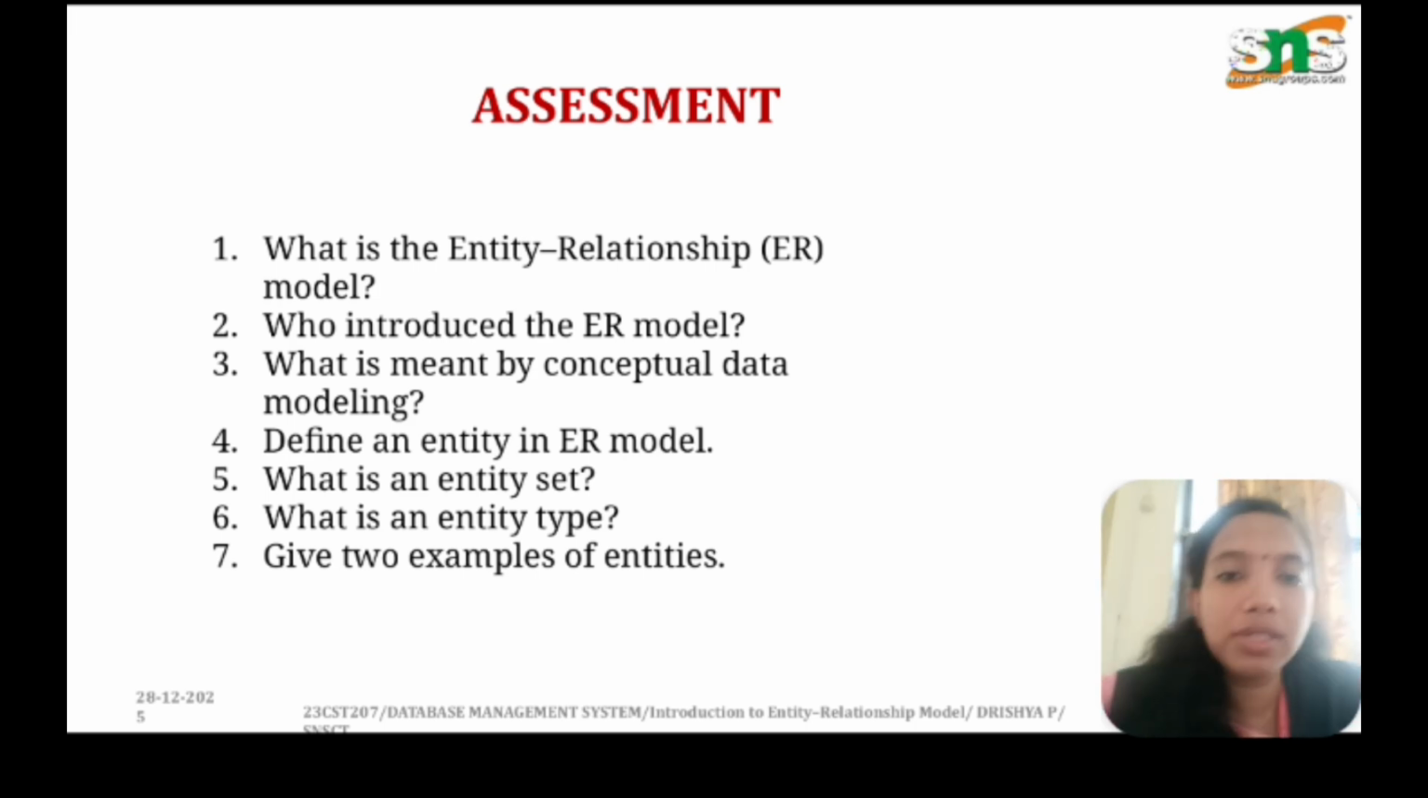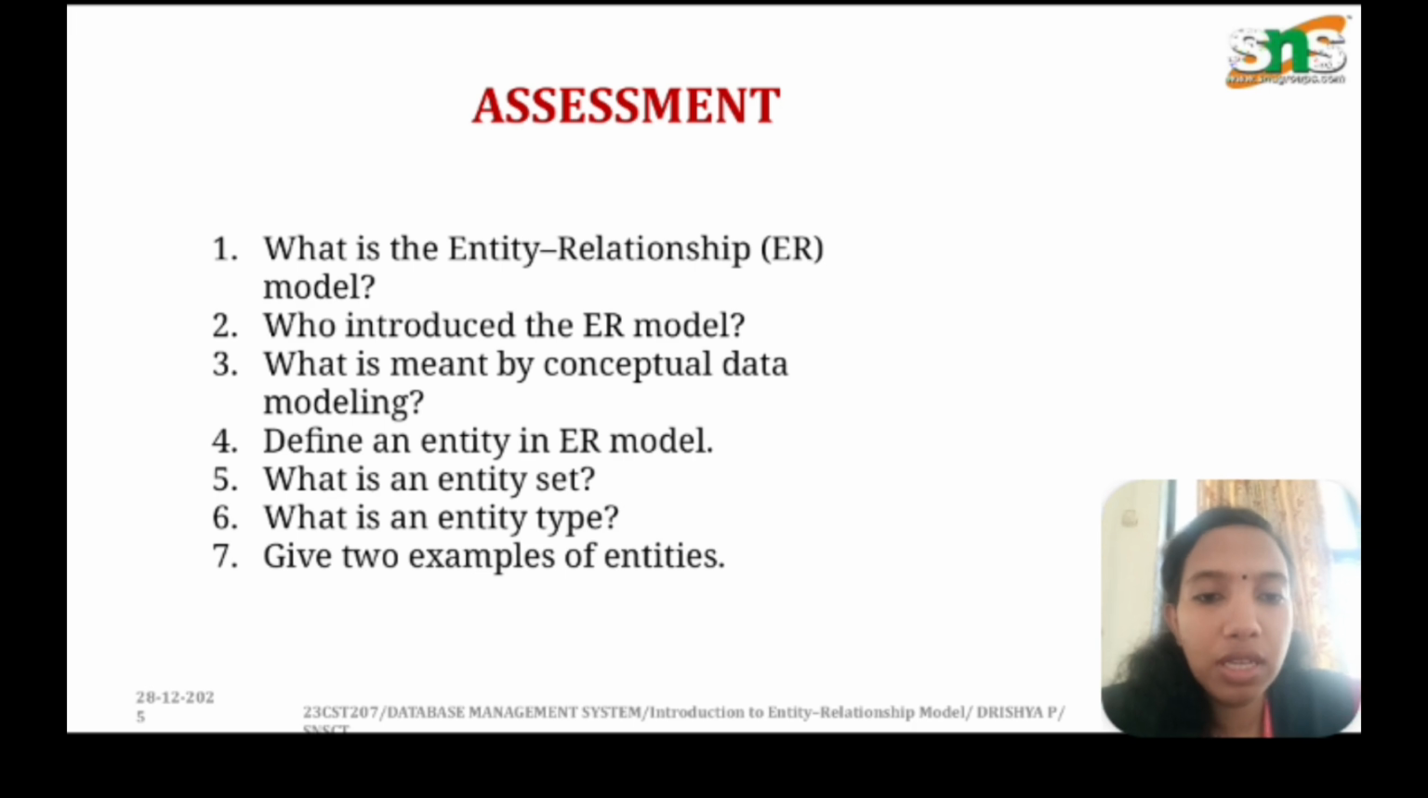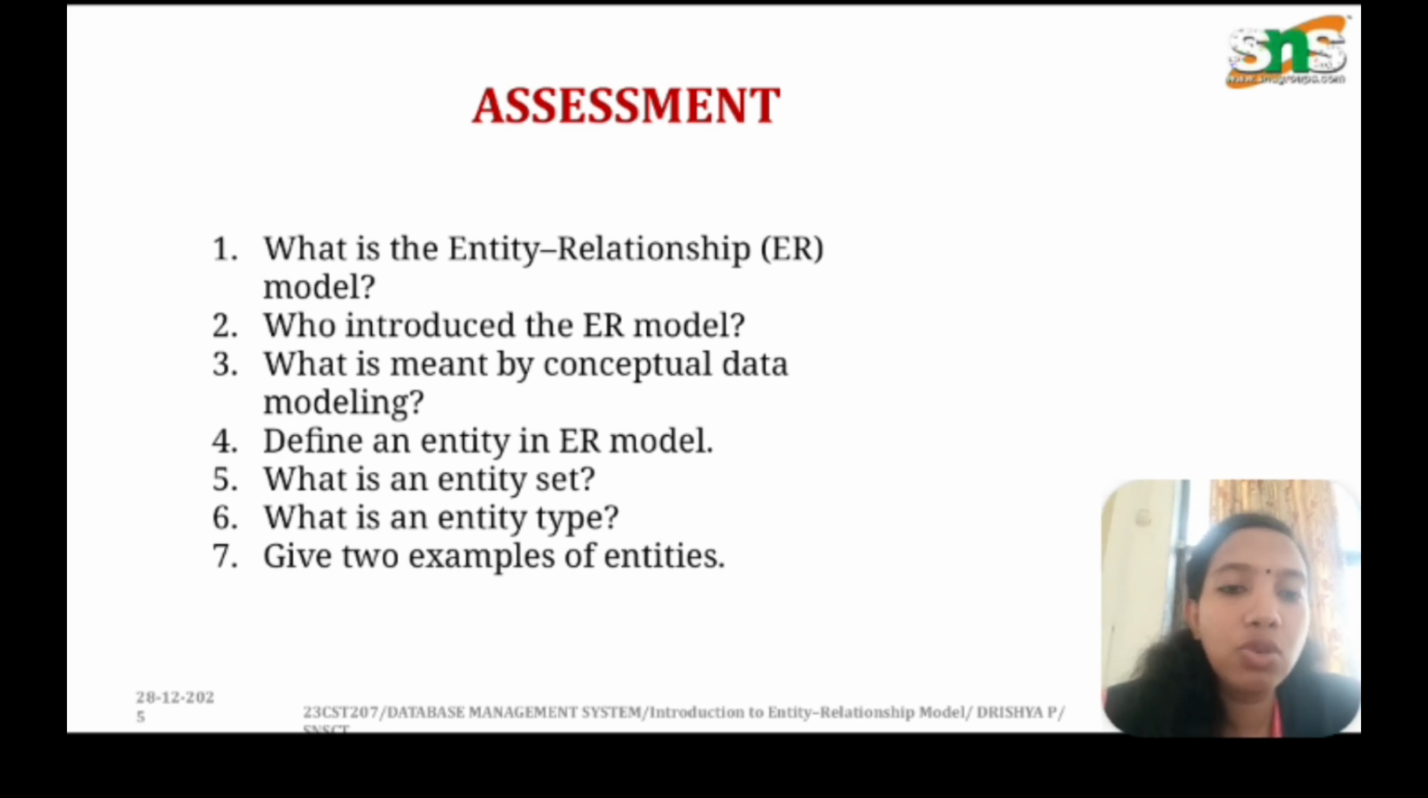Some questions for assessment: What is the entity relationship model? Who introduced the ER model? What is meant by conceptual data modeling? Define an entity in the ER model. What is an entity set? What is an entity type? Give two examples of entities. These seven questions are from this lecture. Everything is easy to answer.